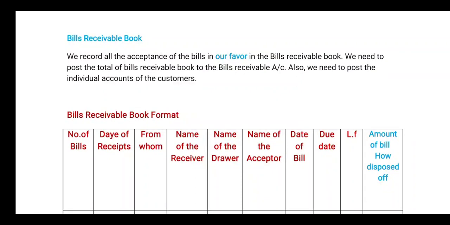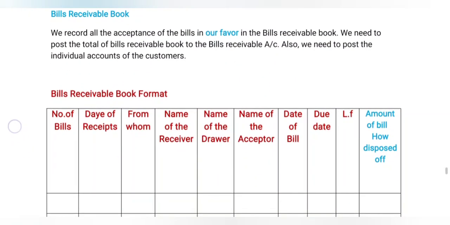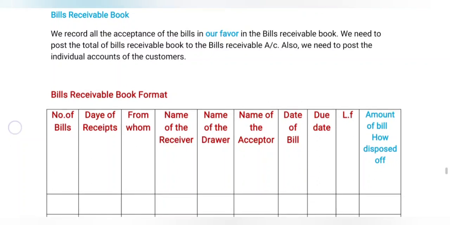Here we are coming to the bills receivable book. We record all the acceptance bills in favor of ours in the bills receivable book. It means every bill is written on both sides: one is in favor of ours, another is in favor of others. In favor of ours means the amount comes to me. That is why we write it in the bills receivable book. It is like a receivable amount, whereas a bill issued to others is an amount payable, and we write it as bills payable.